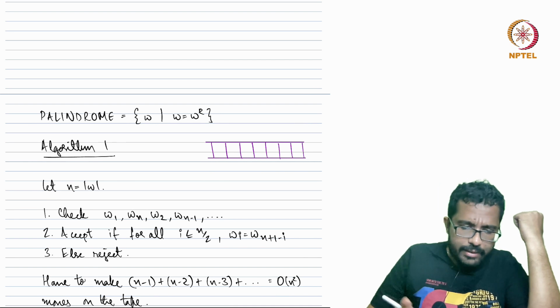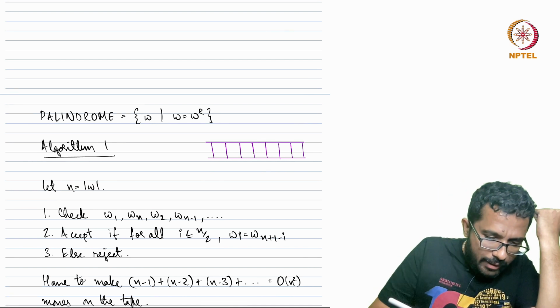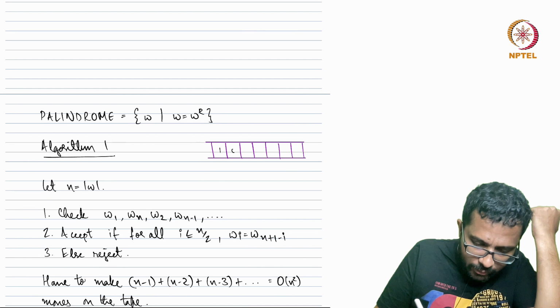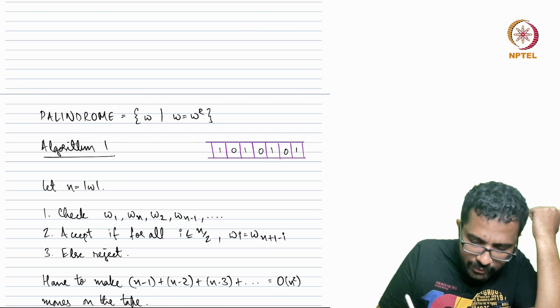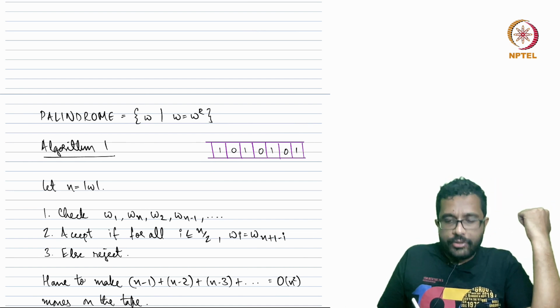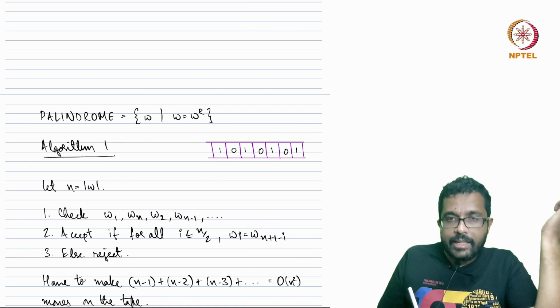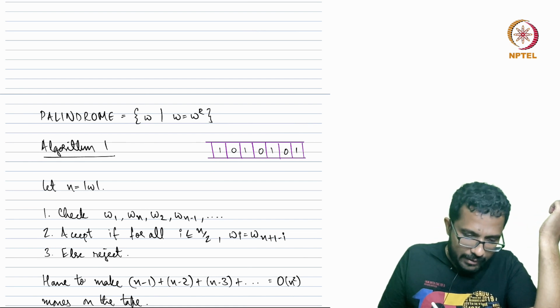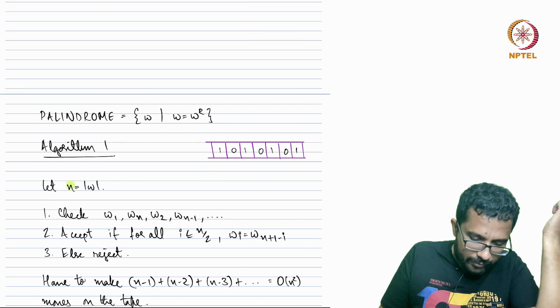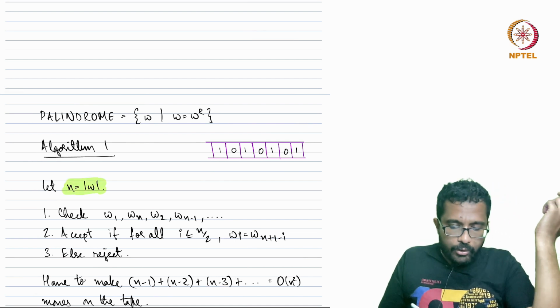Suppose the string was written in the input tape. So maybe I'll just write something. So let's say 10100101. Obviously this is a palindrome. So what you would do is, suppose there are n symbols. Let's say the length of w is n. Then what would you do?